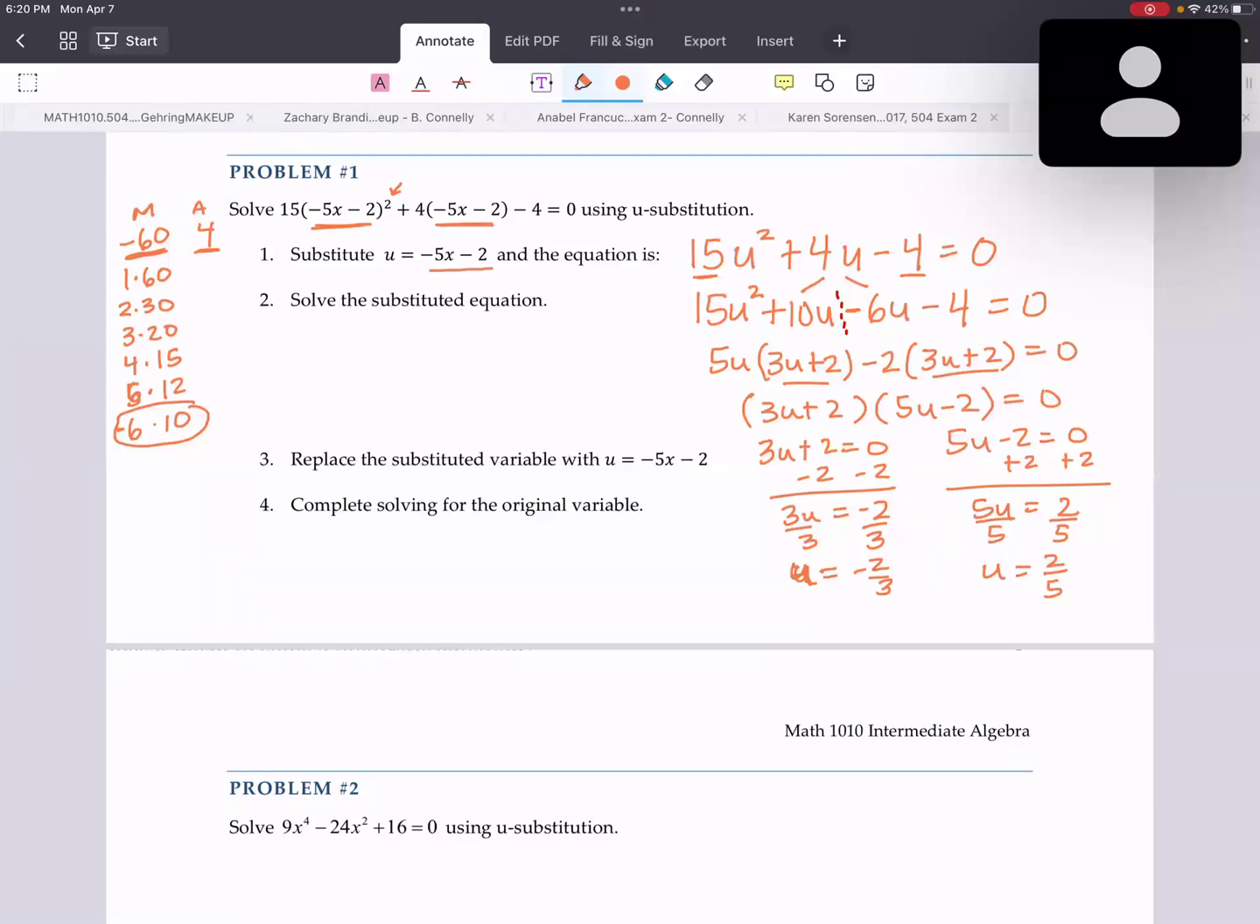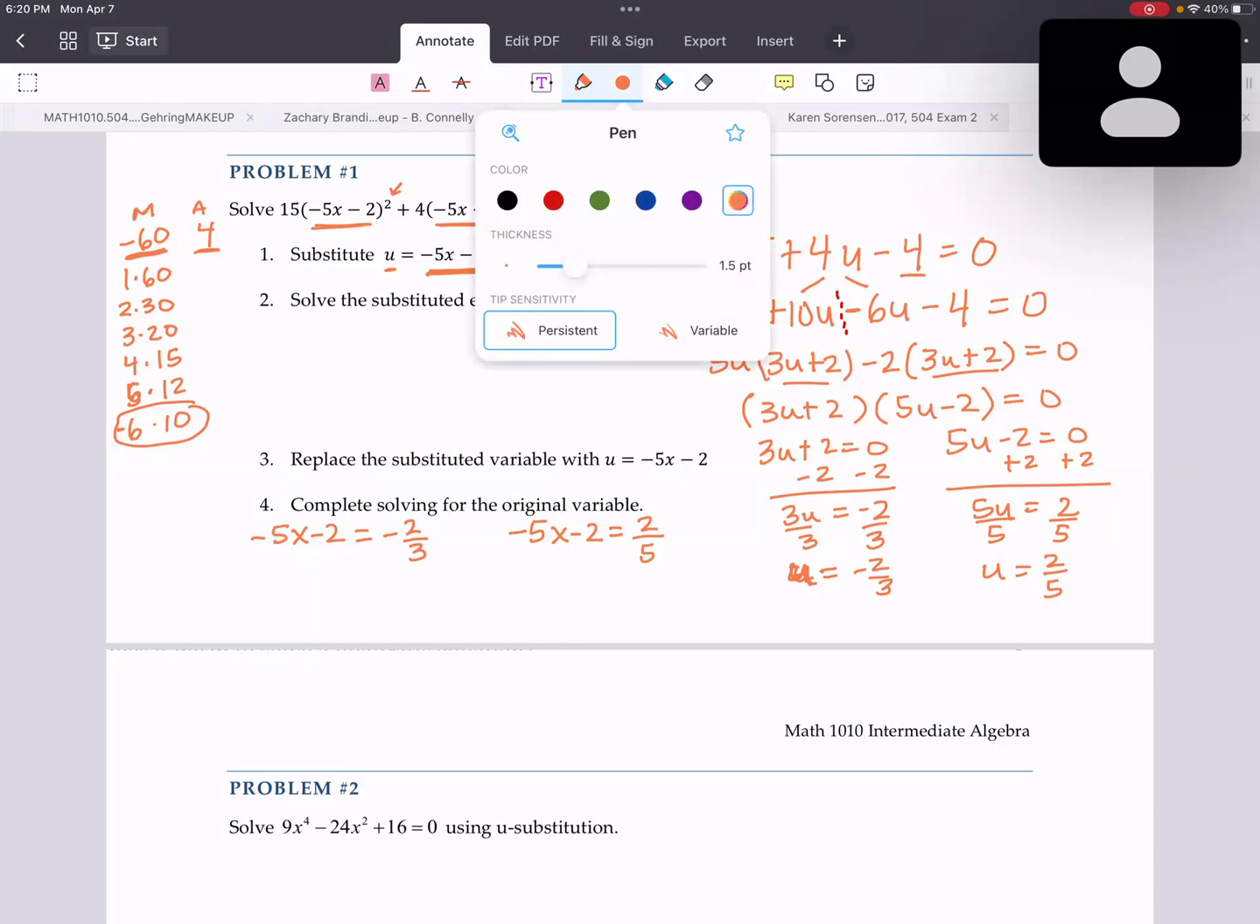So remember, I put u in place of that -5x minus 2 to make it easier for me to factor. But now I need to put that back in, right? So let's do that. I'm going to put in place of u right here, -5x minus 2 equals -2/3. And then the other one, -5x minus 2 equals 2/5.